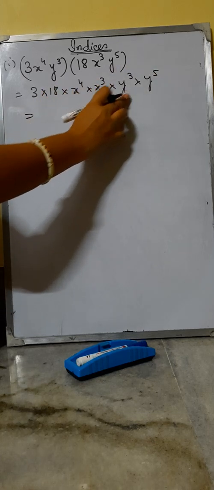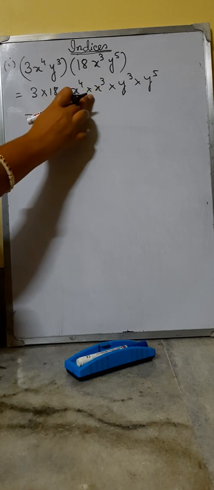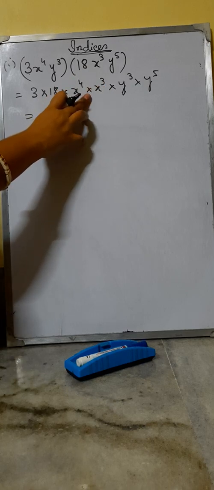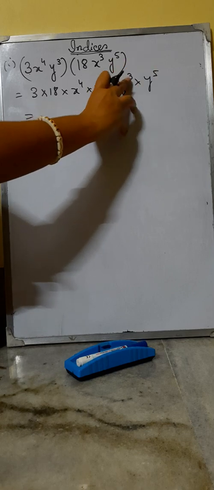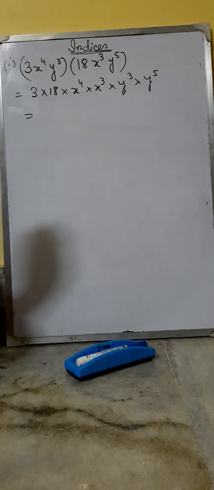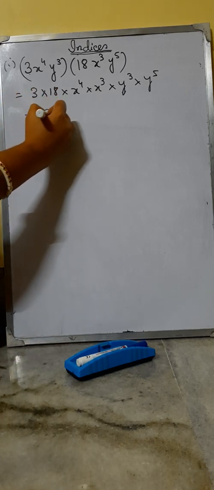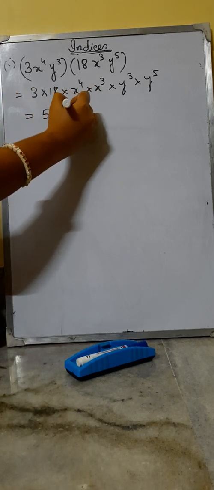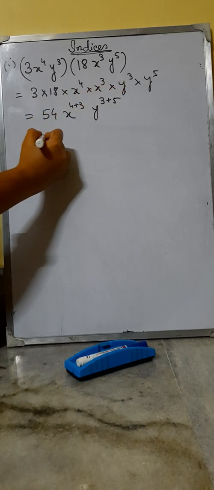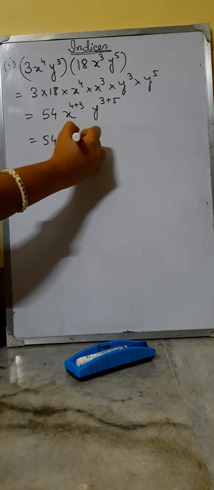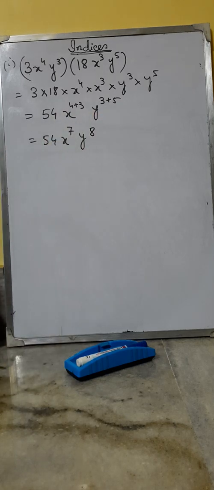Now all are in multiplication form. Here base is same, power is different, and the multiply symbol is here, so we have to add the power. 3 18s are 54. x to the power 4 plus 3, y to the power 3 plus 5. 54 x to the power 7, y to the power 8. This is your required answer.